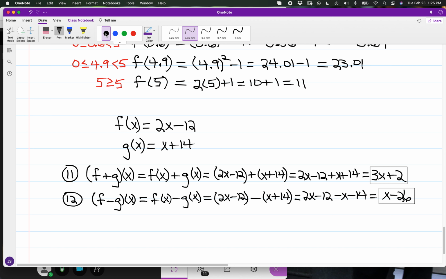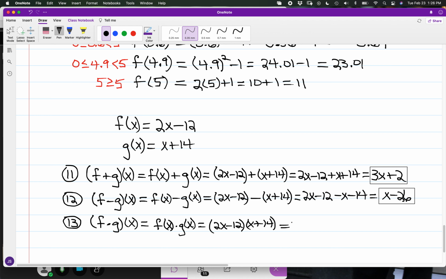And for what we have in the case of the product function, okay, so we have f of x, or f times g of x. So we have f of x times g of x. So we're looking at taking the product of 2x minus 12 and x plus 14, and we have with the distributing.